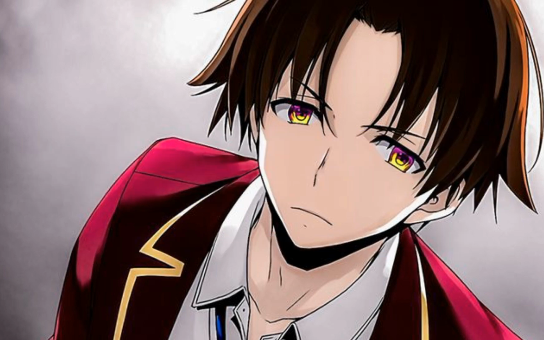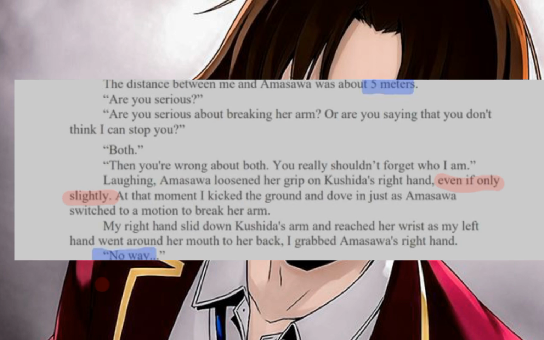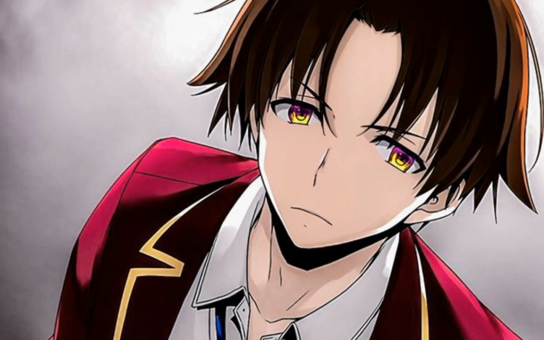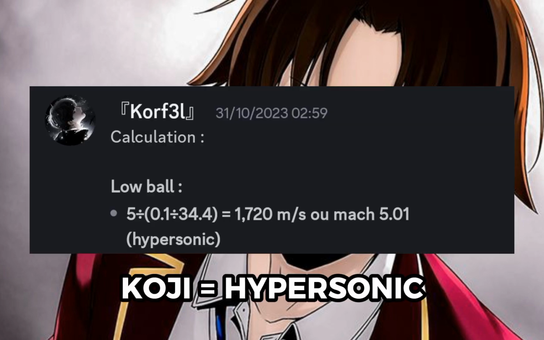As for Ichika's attack distance, we know that she holds Kushida in the armlock position to such an extent that it hurts. Ayanakaji declares that she disarmed her hand although very lightly. This indication allows us to exclude full arm or forearm movements, and focus instead on hand movements. So in value I'll take 10 centimeters in low ball. Now, if we sum it all up, we get a hypersonic speed of 1720 meters per second for Ayanakaji.